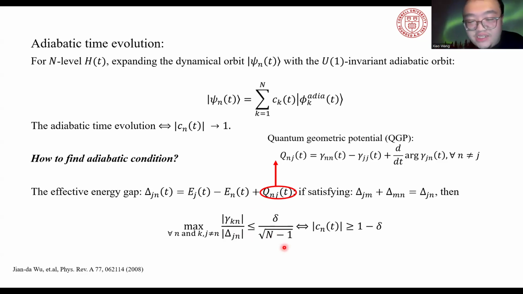Since you can see that if we really consider some quantum many-body system, then the number of energy levels, capital N, grows exponentially with the local degrees of freedom for this quantum many-body system. So the application of these conditions will be very difficult for quantum many-body systems. But nevertheless, we can first see some effects of this quantum geometric potential and also the effective energy gap in some few-level quantum systems.